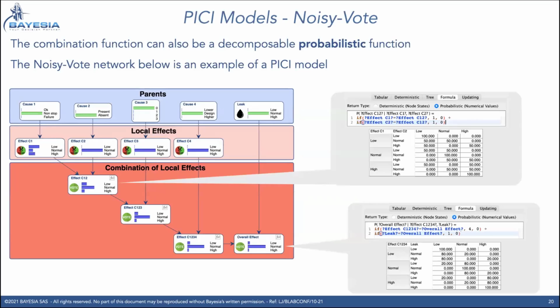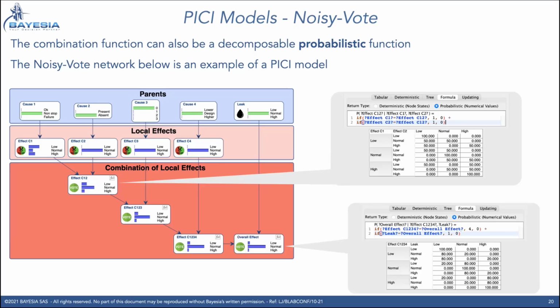Then I told you that the combination function usually is deterministic, but it can also be a decomposable probabilistic function. So an example is a noisy vote here. So the noisy vote here, we are indeed counting. So my target here, or my child, has 3 states: low, normal, and high. I still have my different causes with different states that are not compatible with the state of my child. So this is the reason why I create local effects, not just for representing the uncertainty, but also to have a mapping with the state of my child.